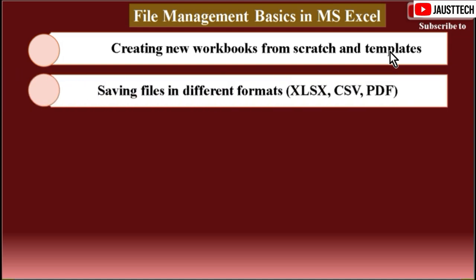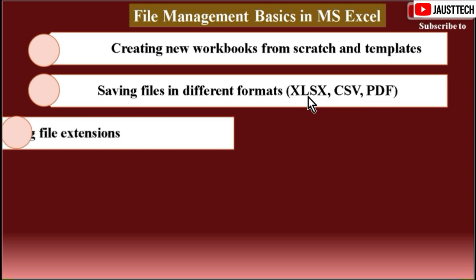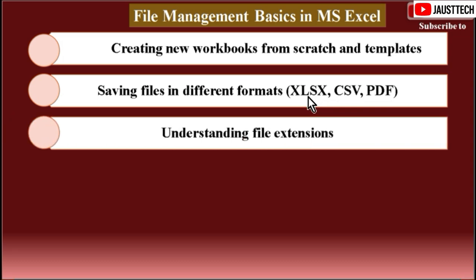Then we also have saving files in different formats. So you can save your file in different formats, such as CSV, which means comma separated value, and PDF, meaning portable document format. And you have Excel extension there. And you also need an understanding of what we mean by file extension. So anytime you create a file in any program at all, the program or the computer has a way of attaching extra letters to the file name for easy identification by any digital device.